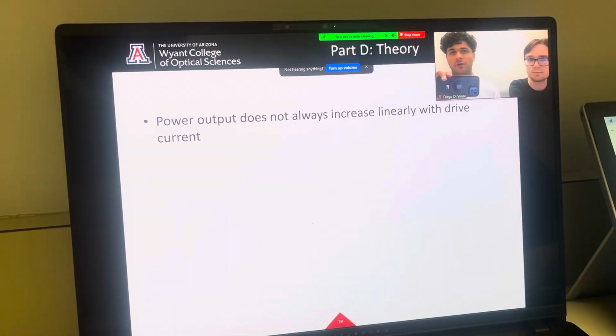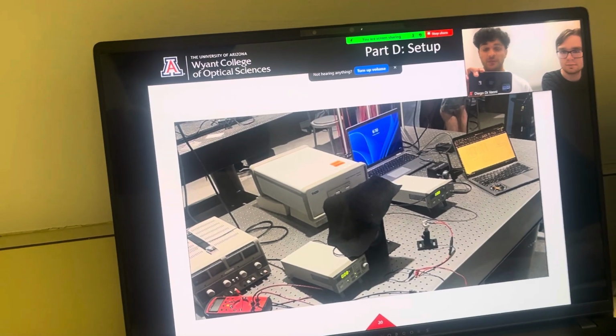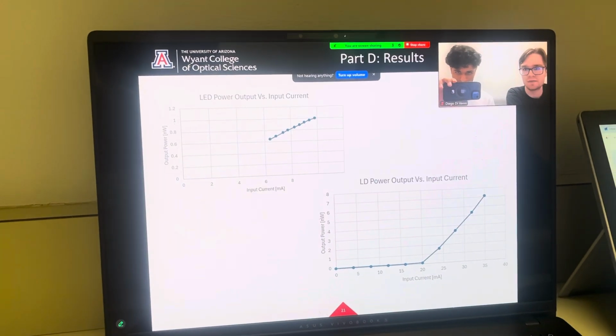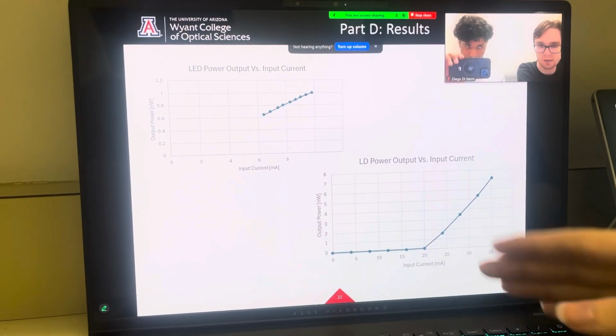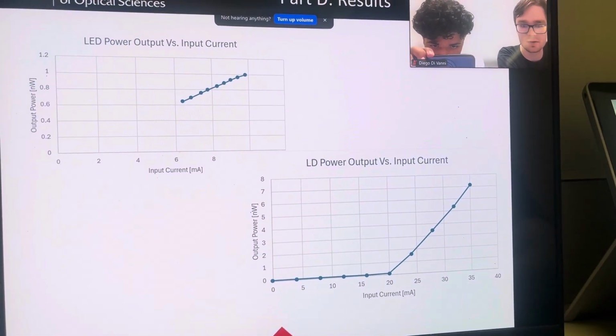Power output does not always increase linearly with drive current, for part D, the theory. So that was the setup for part D, which is exactly the same as part B. So these were our two graphs for LED power output versus current and LD power output versus current. As you can see, there are two major states here, before the threshold current and after the threshold current.